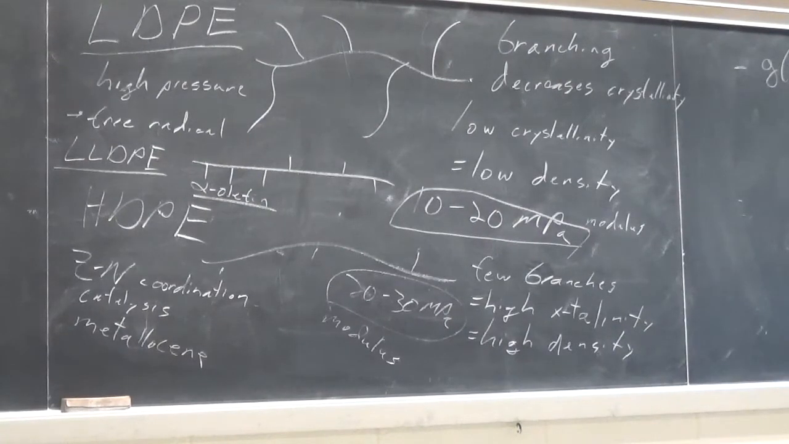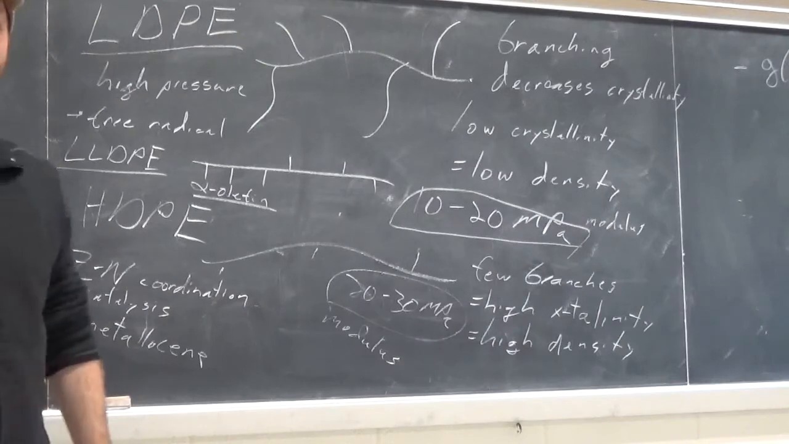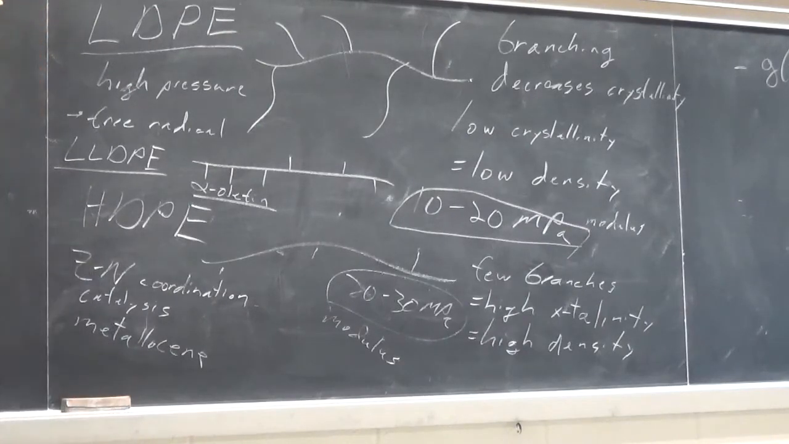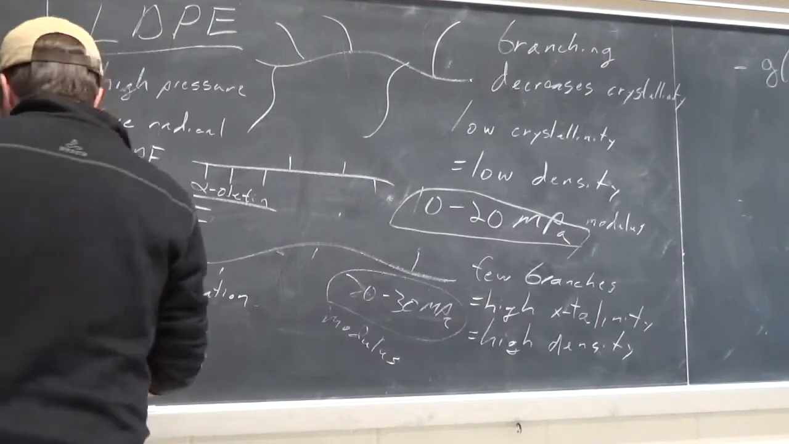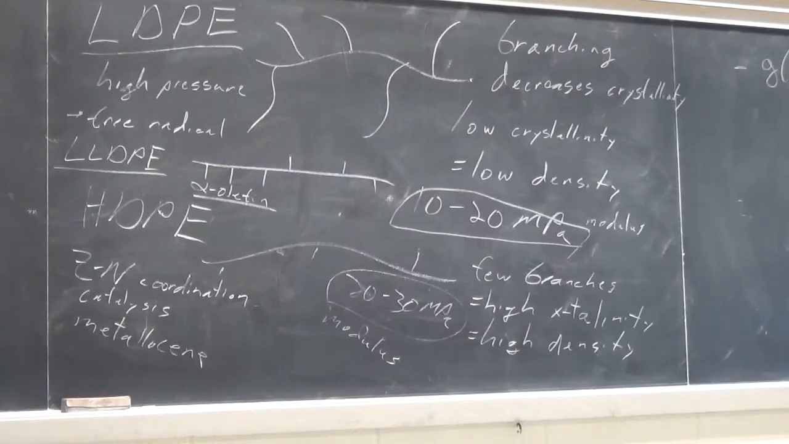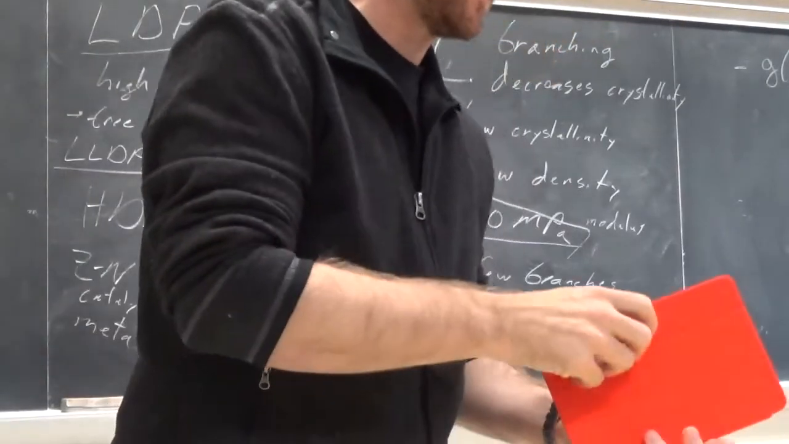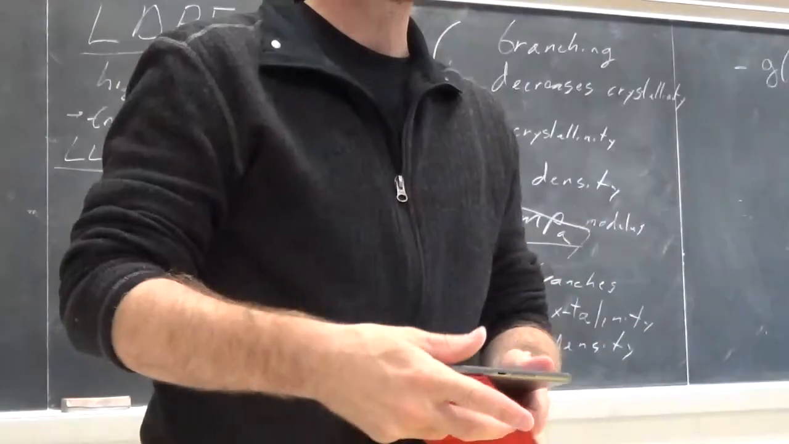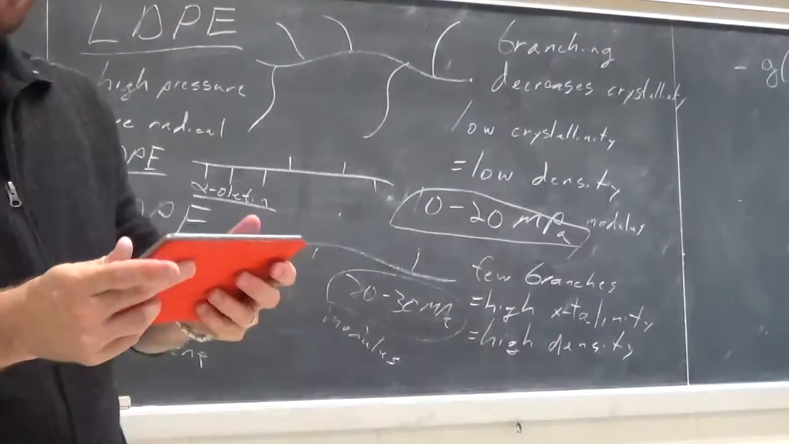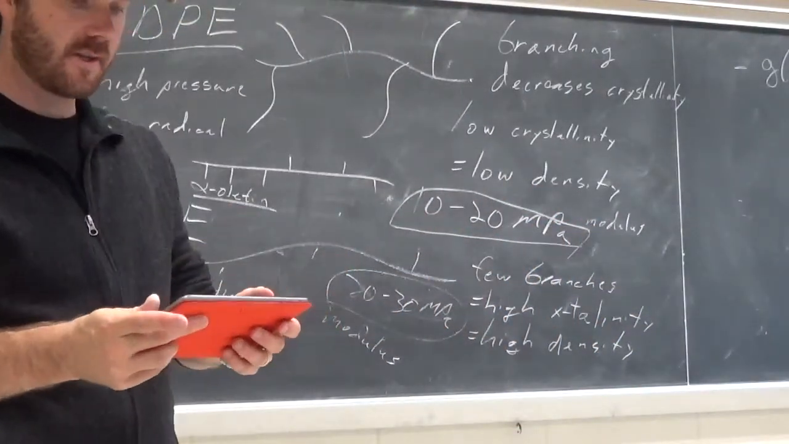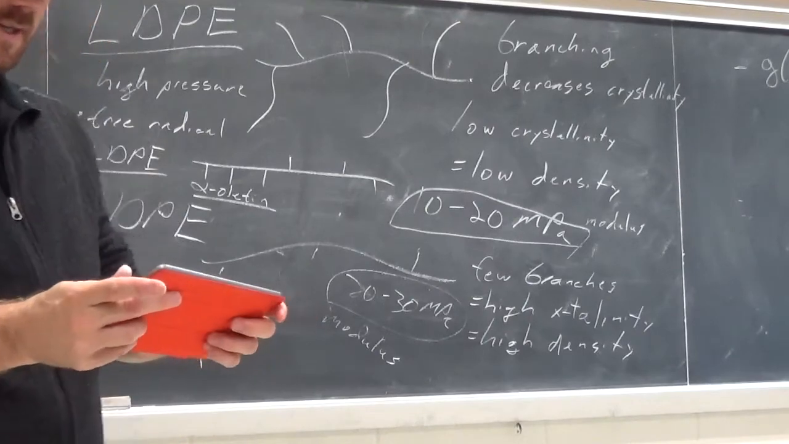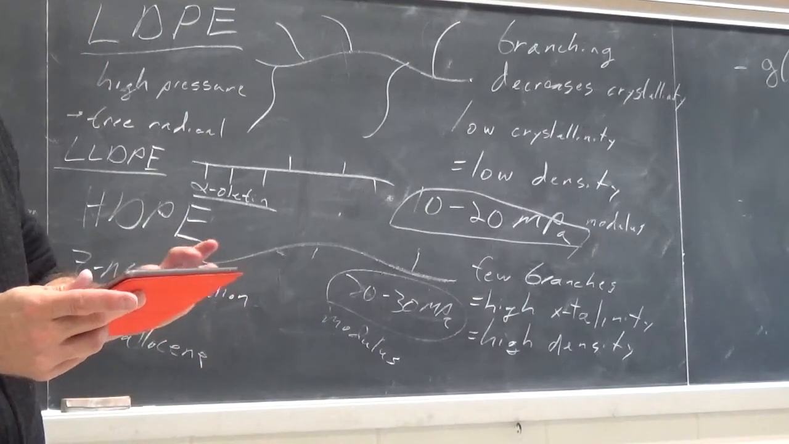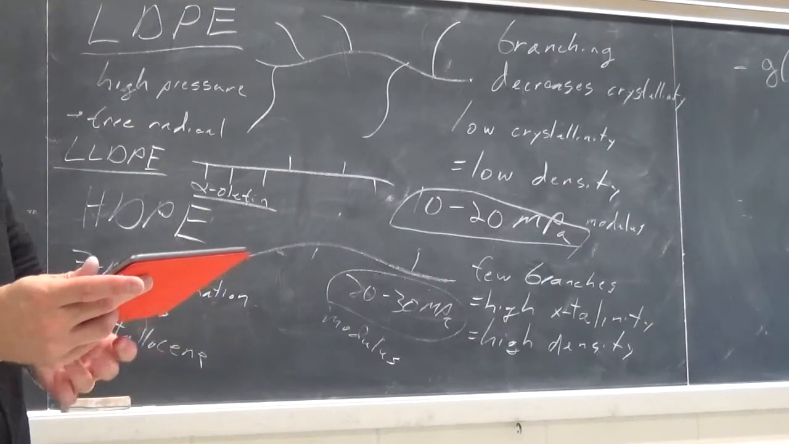All right, other questions? What about the modulus for linear low density polyethylene? So linear low, that's in the notes somewhere. I don't know it off the top of my head, but it will trend with the density. We have a plot in the notes, let me direct you to it. Is it notes 4 or notes 5?